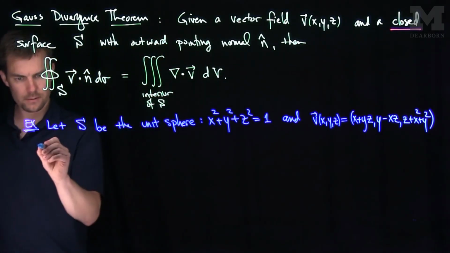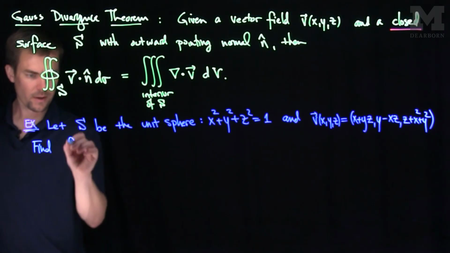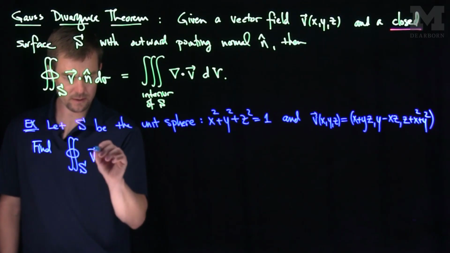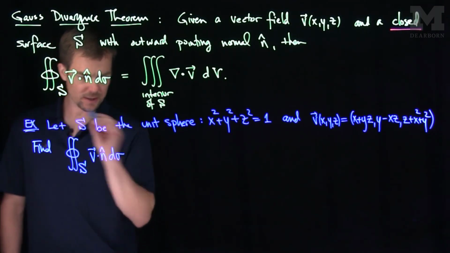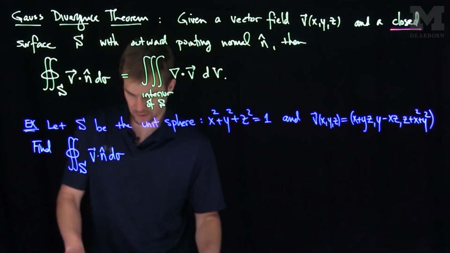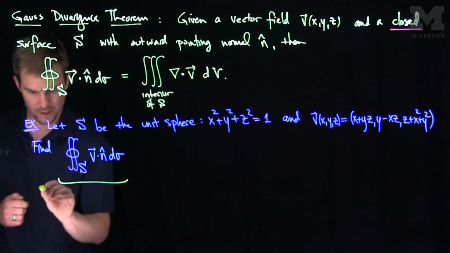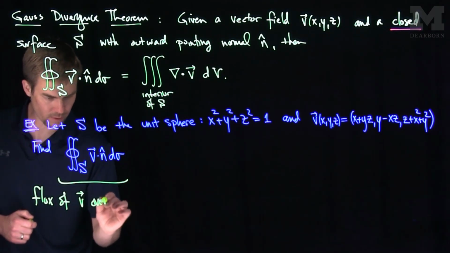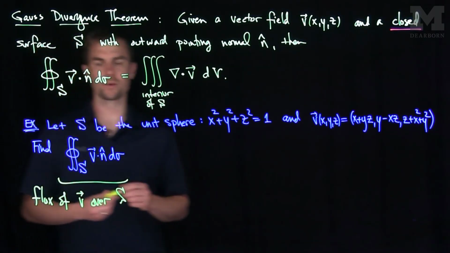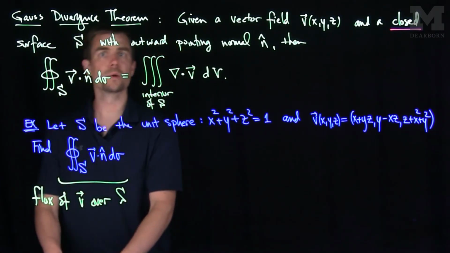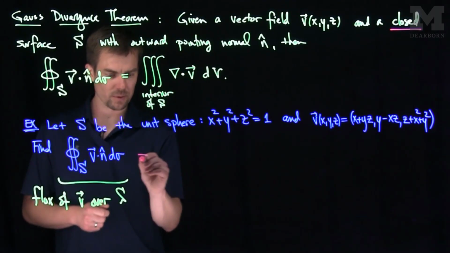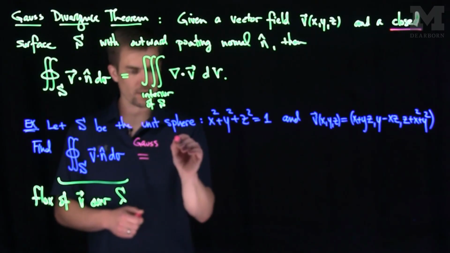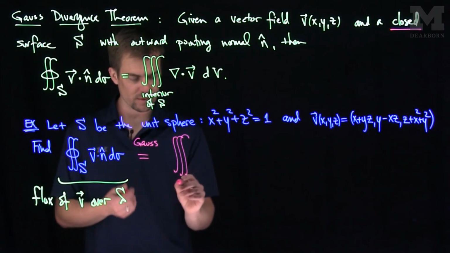And let's find this flux. Find the flux of V dot n hat d sigma, which we call, linguistically, the flux of V over the surface S. So we're computing this flux integral. What we'll immediately do is apply the Gauss divergence theorem. So by the Gauss divergence theorem, this will be the triple integral over the interior of the unit sphere.